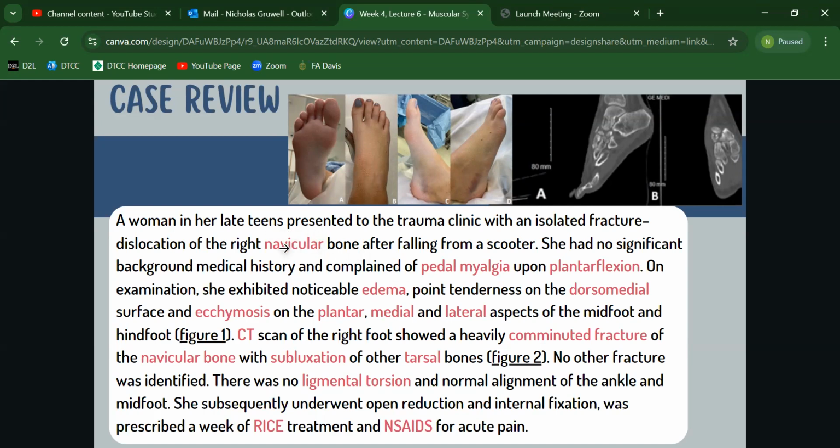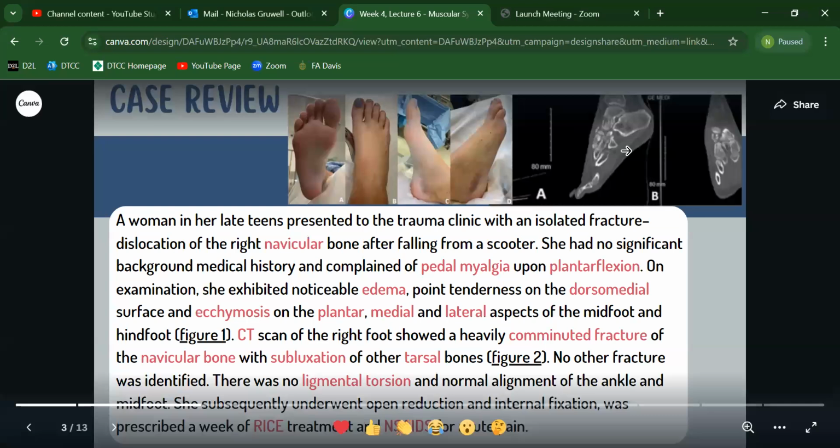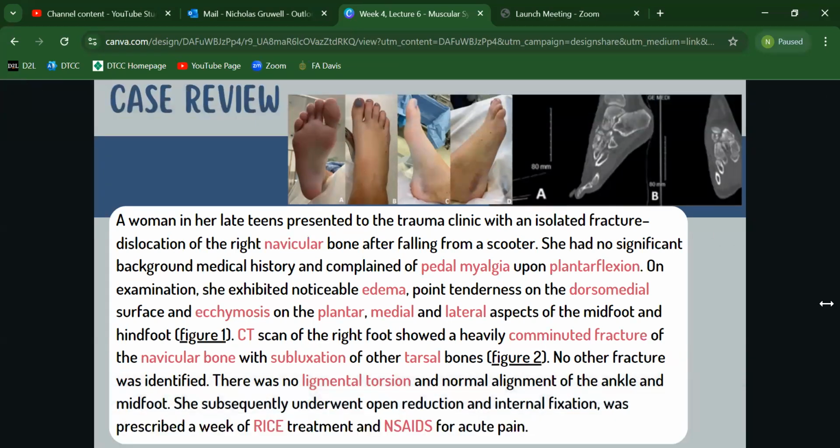She had no significant background medical history and complained of pedal myalgia upon plantar flexion. So our navicular bone, you do not need to know all the bones in the body for this chapter, so don't spend all day trying to memorize those. But your navicular bone is right here at your midfoot, kind of. This bone helps to support the arch of your foot. So pedal, that's going to be our region of the foot, so pertaining to the foot. Myalgia: algia is our suffix for pain, my is our root for muscle. And upon plantar flexion. Plantar flexion is like a gas pedal motion, and we're going to go through the different motions of the joints today.